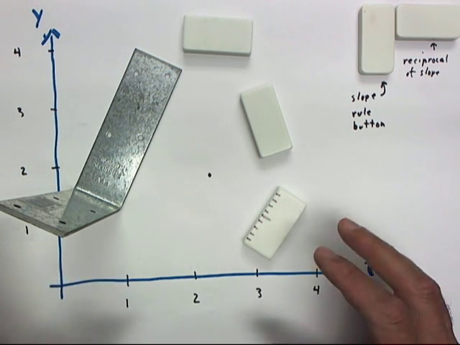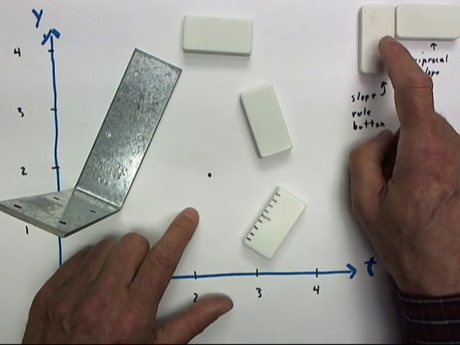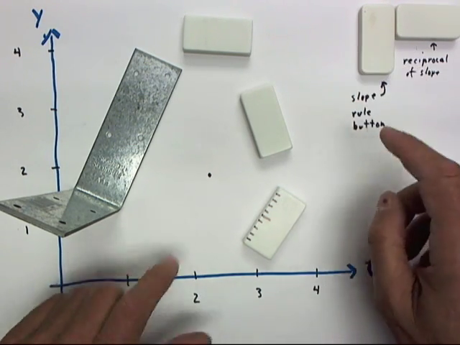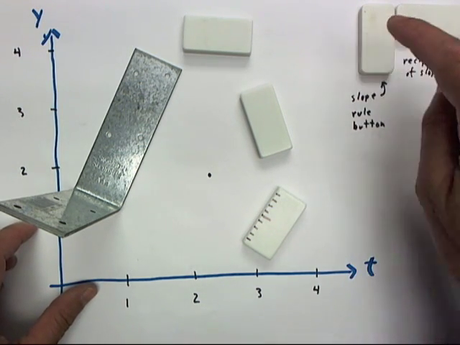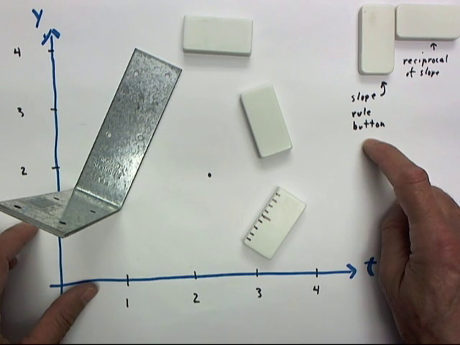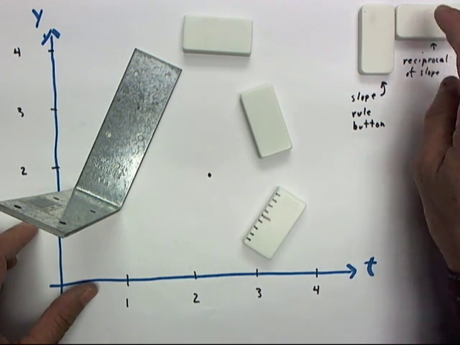Now, I'm not going to tell you what the rule is, just accept that there's a rule, and right here's a button. Looks a lot like a domino, and actually that's what it is. We're going to treat this as a button. We press this button and we get the rule for the slope. If we happen to want the reciprocal of the slope, we can press this button right here.